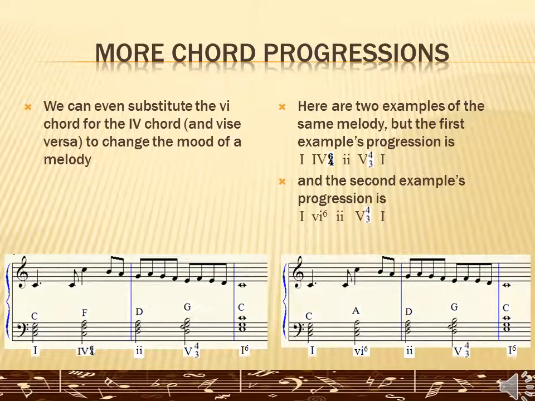We can even substitute the 6 chord for the 4 chord and vice versa to change the mood of a melody. Here are 2 examples of the same melody, but the first example's progression is 1, 4, 6, 4, 2, 5, 4, 3, 1. And the second example's progression is 1, 6, 6, 2, 5, 4, 3, 1. And it sounds like this.